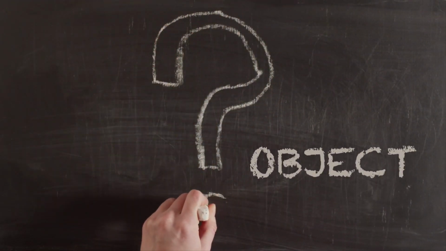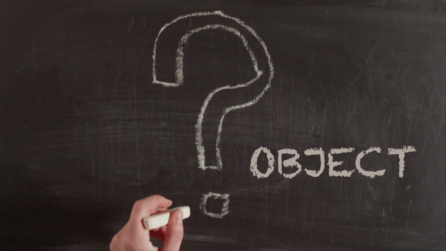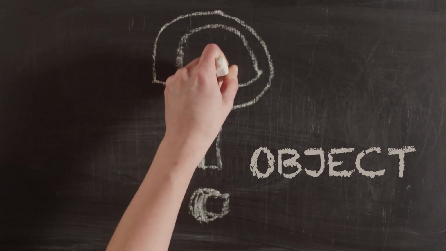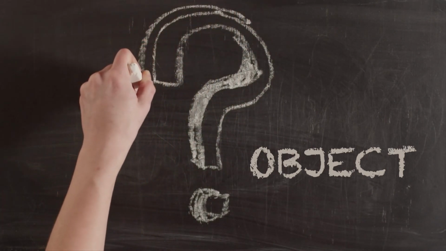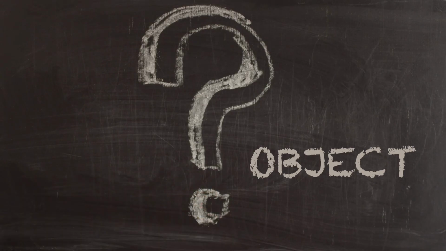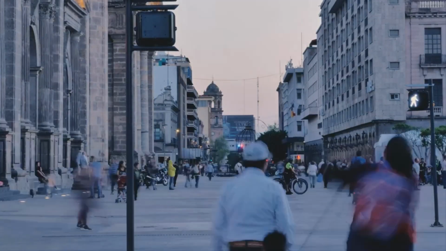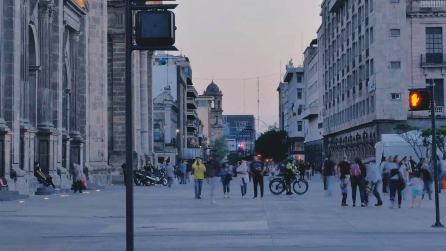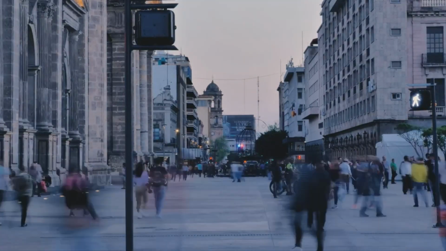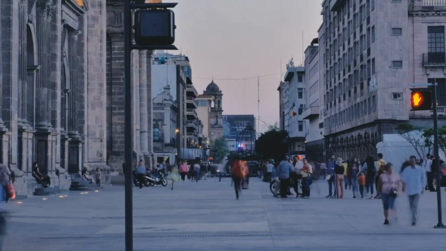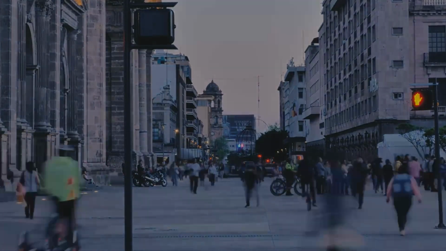So, what exactly is an object? An object is just about anything we can see or feel or touch, or anything we can think of or imagine. So, look around you. There are objects all around you. From the people that we see on the streets, to the cars, and the animals and the buildings that we have all around us. They are all objects.